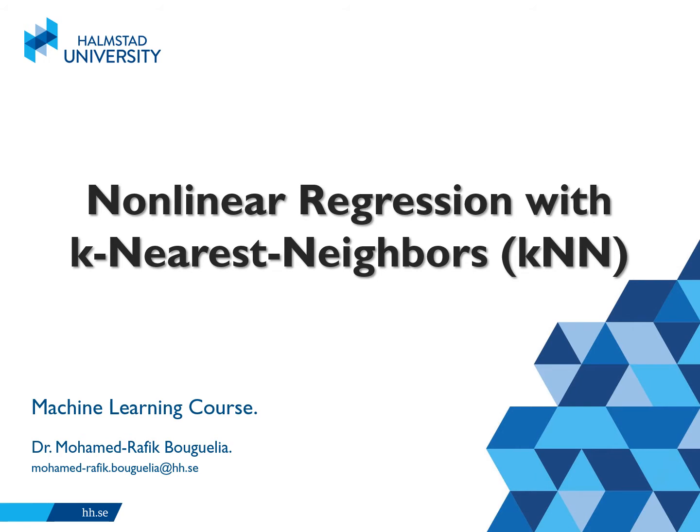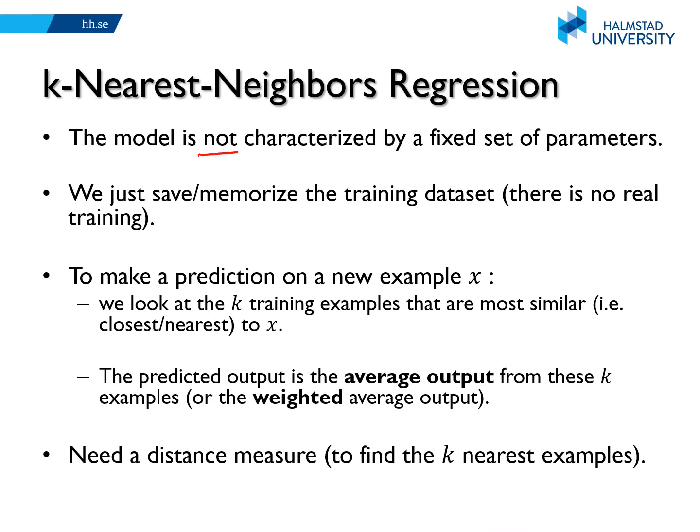Let's now see how to do nonlinear regression using k-nearest neighbors, or kNN. In kNN, the model is not characterized by a fixed set of parameters theta. So it's a non-parametric model. In the training part, we just save or memorize our training dataset. So we have the inputs x and our outputs y. So this is our training data. We just save it. There is no training as such.